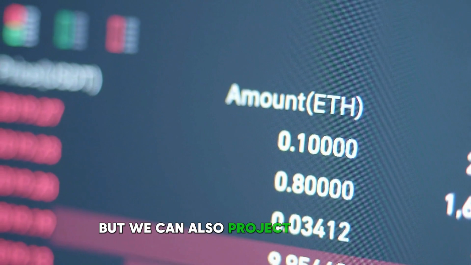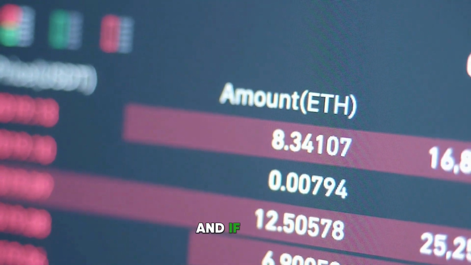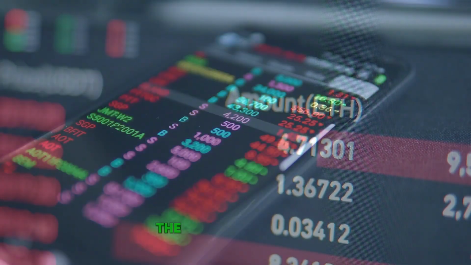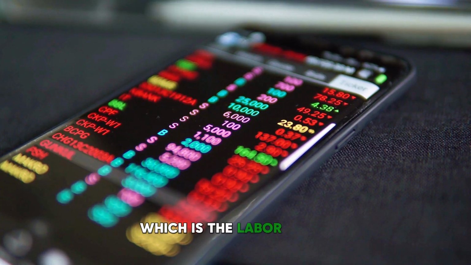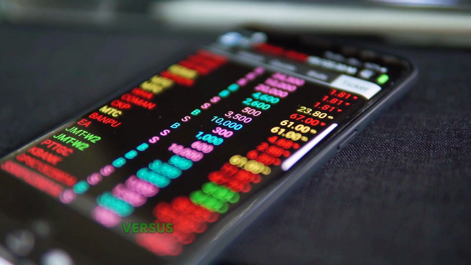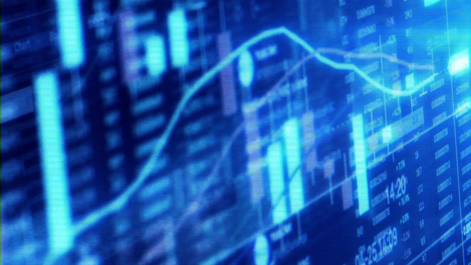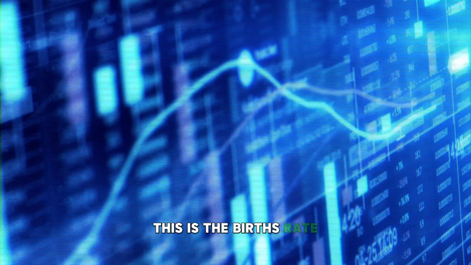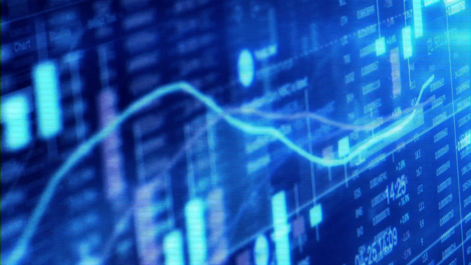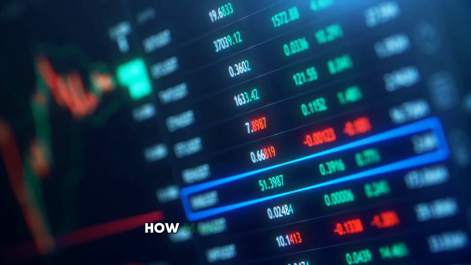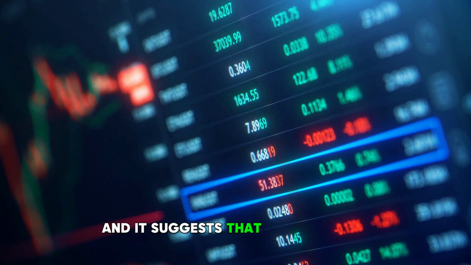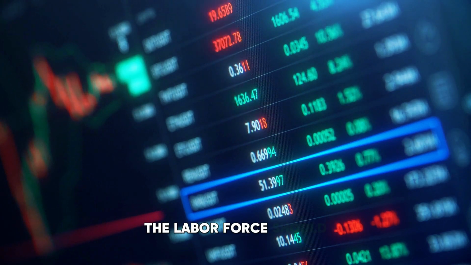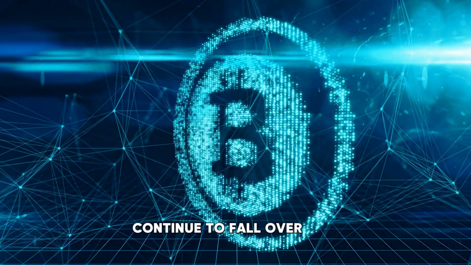But we can also project forwards. And if you remember my piece about the retirement crisis, I've been introducing this chart for a while, which is the labour force participation rate versus the births rate. This is the births rate going forwards by 14 years. And obviously the birth rate drives how many people are in the labour force over time. And it suggests that participation in the labour force should continue to fall over time.